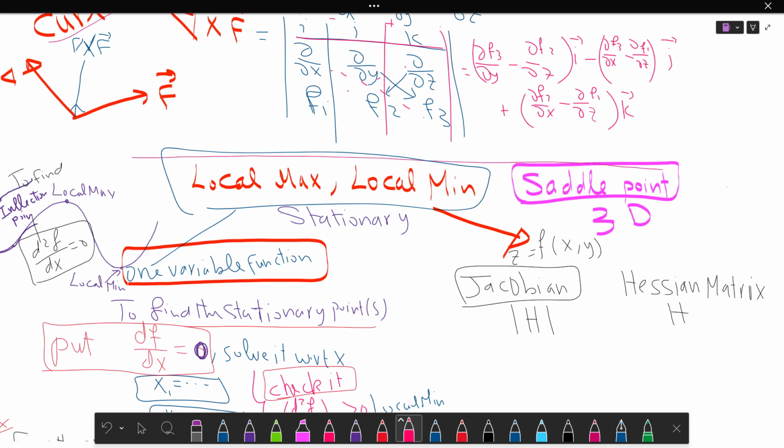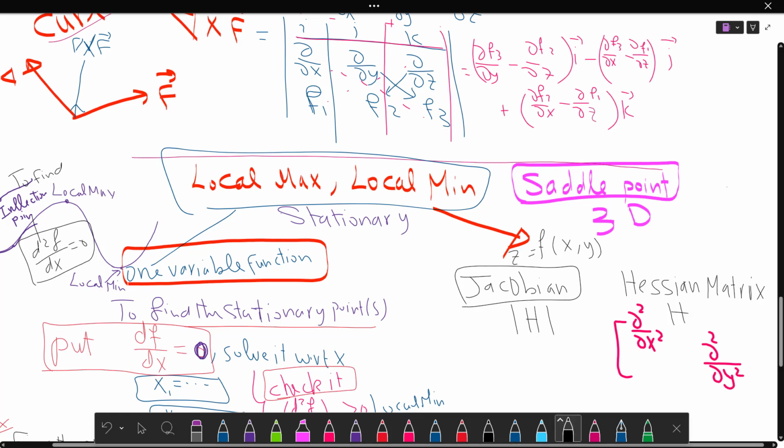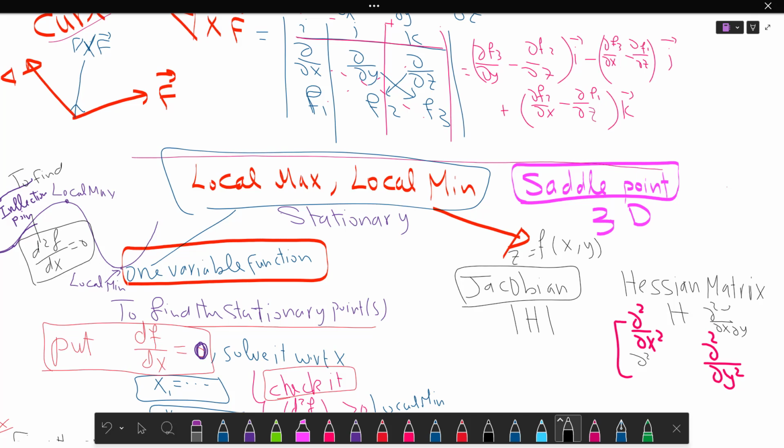What is the Hessian matrix here? The Hessian matrix here is partial by partial: partial square by partial x square. In here, partial square by partial y square. And in the other corner, you have partial square by partial x partial y, right? And here you have partial square. You can leave it as it is, or you can make it partial y partial x.